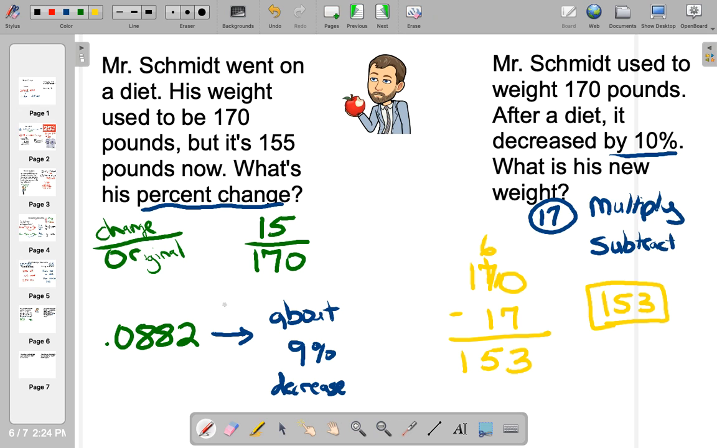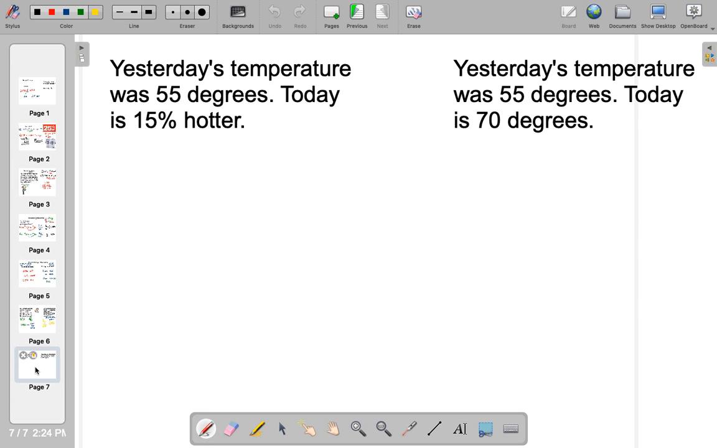Let's do one more example here. Once again, one of these problems is given the percent and one of these problems is not given the percent. We have to find it. So let's do the one on the left first. Yesterday's temperature was 55 degrees. Today is 15% hotter. So we are given the percentage here, meaning we have two steps. Step one is multiply. Step two, because it's hotter or warmer, means we need to add our answer back to our original.